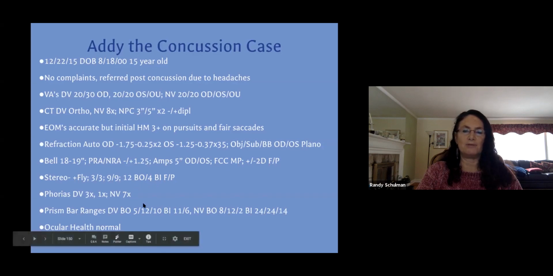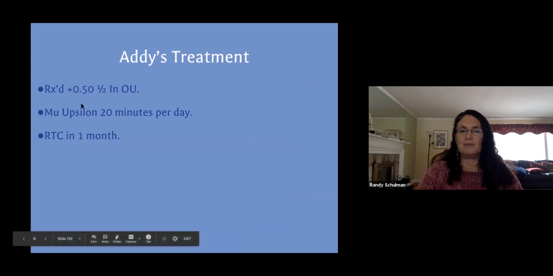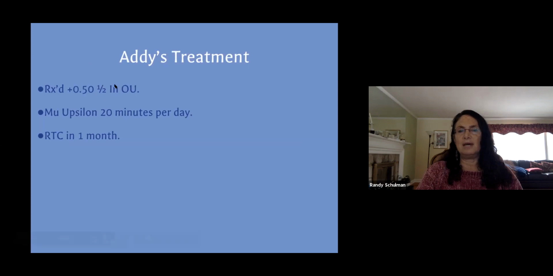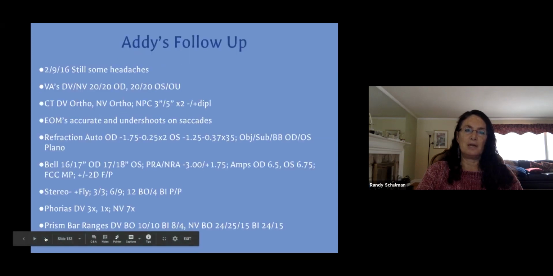There's tons of literature on concussion and CI, accommodative binocular problems. You can look up Ken Ciuffreda's work, but decent ranges. So, and that was pretty good. So it's really more symptomatic. So we ended up giving her the +.50 half in, the half in because of the exo finding. And then mu upsilon. Mu upsilon is an aqua color or a blue color. So we just said do that 20 minutes a day, and she still was having some headaches, but overall things were a little better.